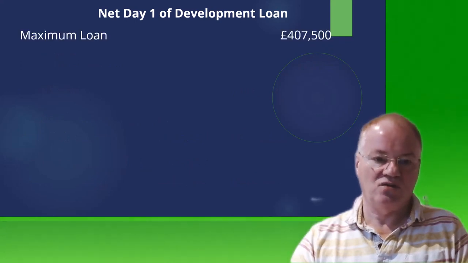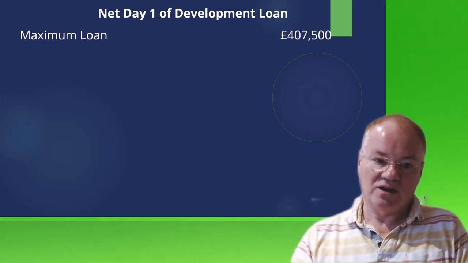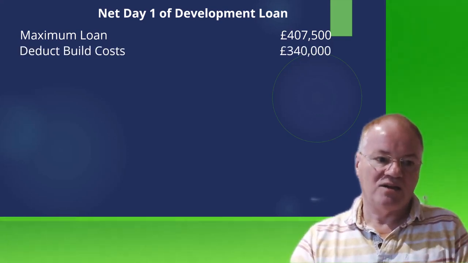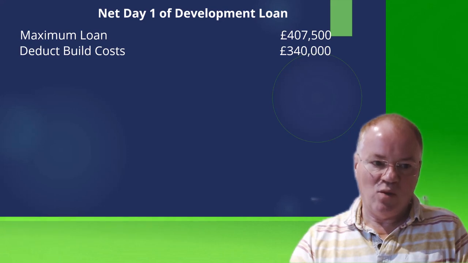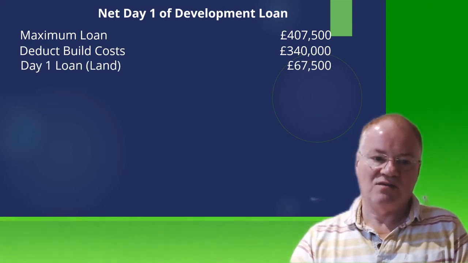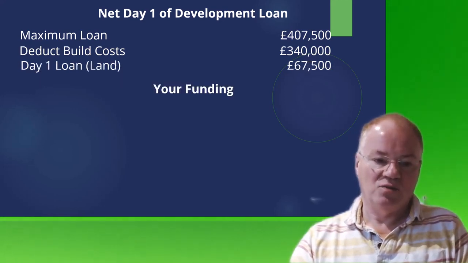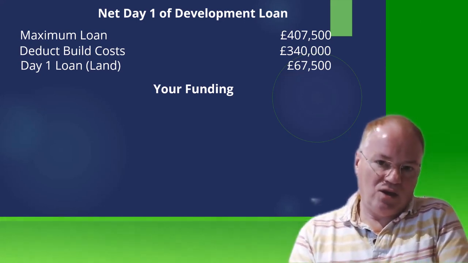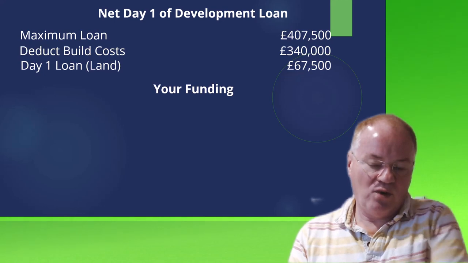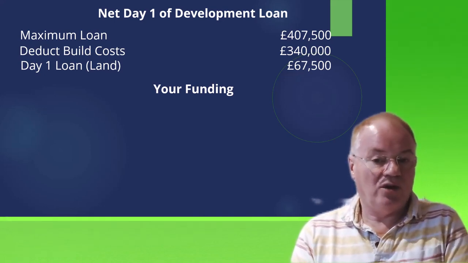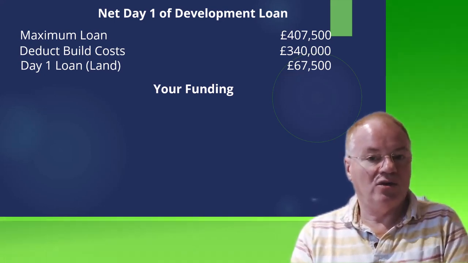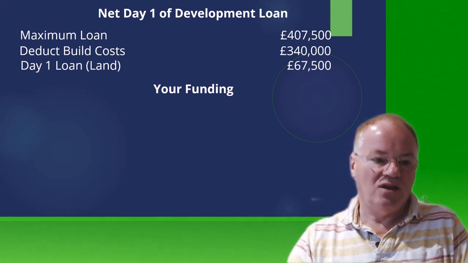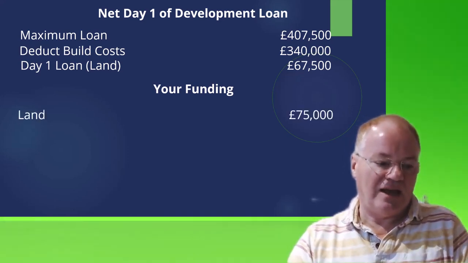So they've got those two figures, and what we do is we deduct the build costs, and the day one loan in fact would be 67,500. So what this means in this scenario, even though they are allowing you all that money for your build costs, they're not going to lend it to you on day one. All they're going to lend to you on day one is the land value.